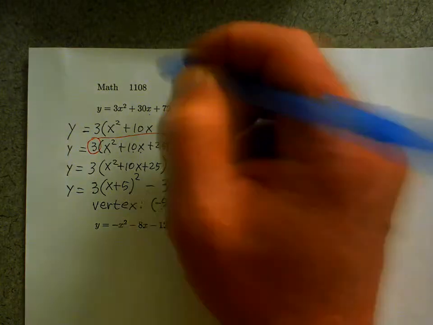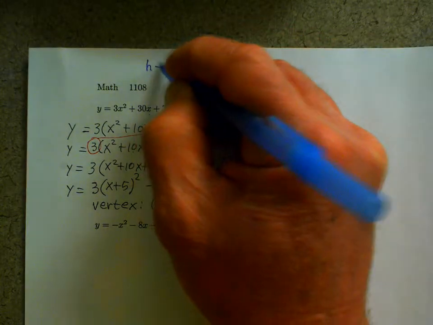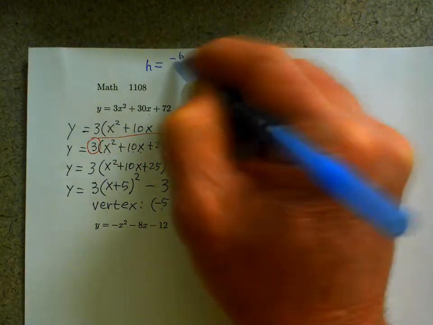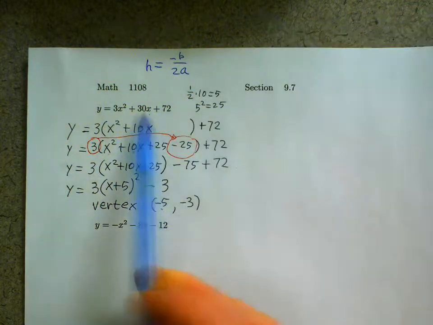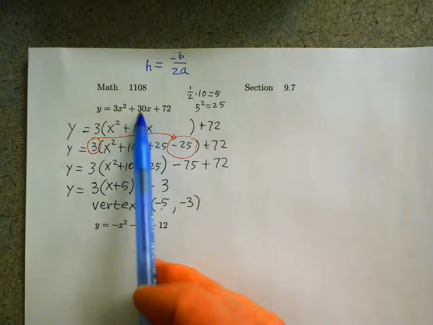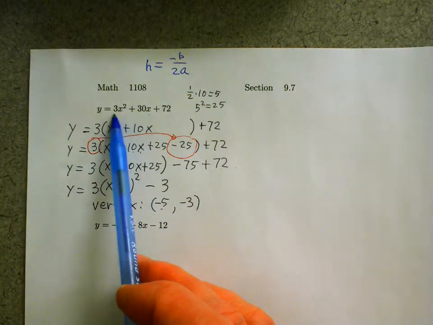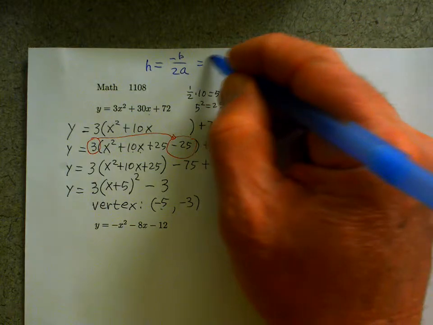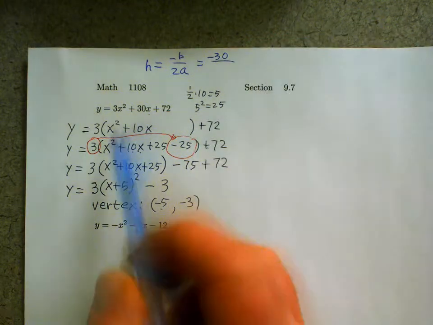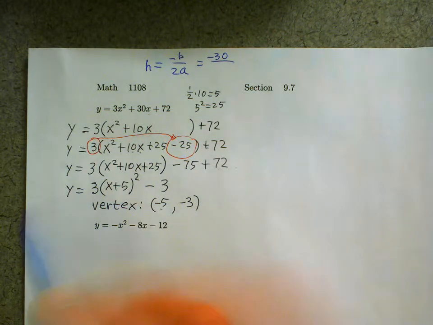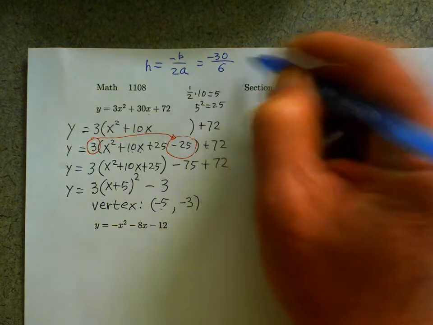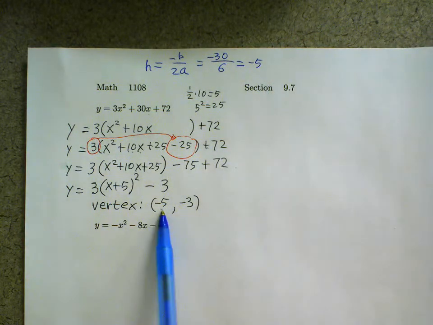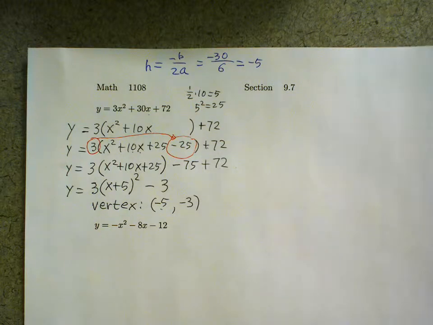So why don't we do it? The x-coordinate of the vertex is -b over 2a. So let's just verify that. b is 30 and a is 3. So -b is -30, divided by 2 times 3, which is 6. -30 divided by 6 is -5. So that verifies it.